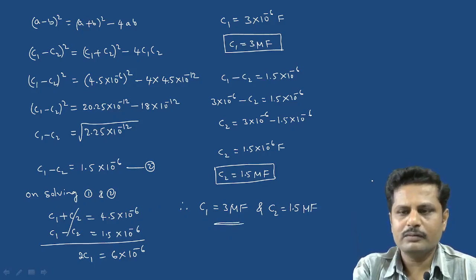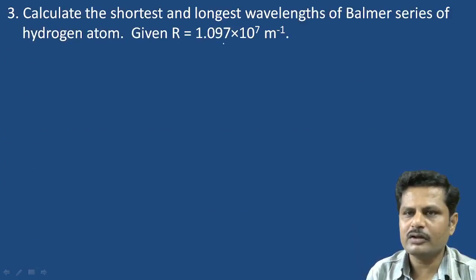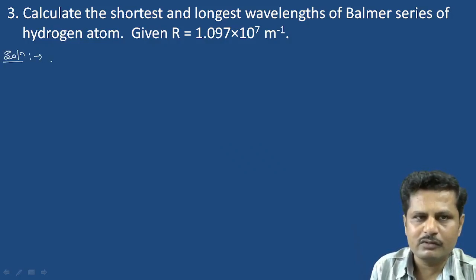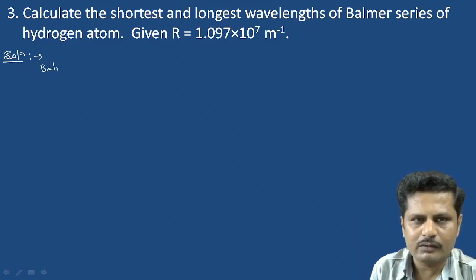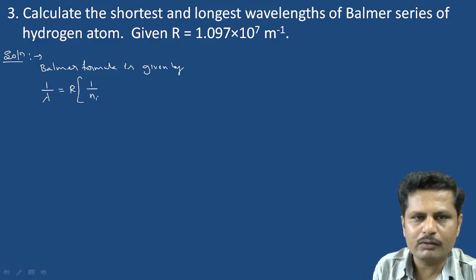Let me move to the next question. Calculate the shortest and longest wavelengths of the Balmer series of the hydrogen atom. Given Rydberg constant 1.097 into 10 raised to 7 per meter. So here we need to find the shortest and longest wavelength of the Balmer series. We have the Balmer formula, given by 1 by lambda equals R of 1 by N1 square minus 1 by N2 square.